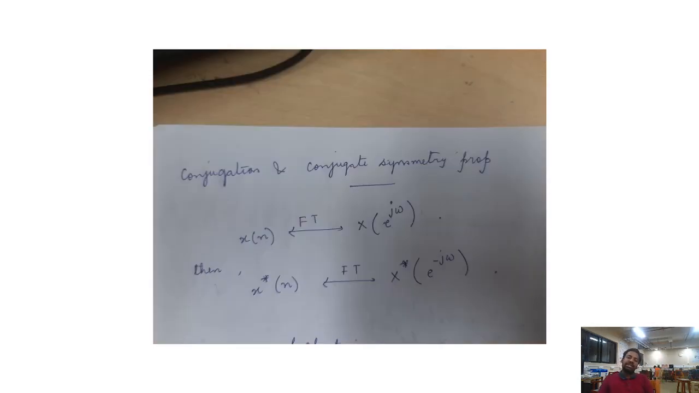We have another property. The next one is conjugation and conjugate symmetry. For example, we have a signal x[n] whose Fourier transform is X(e^{jω}). Then the Fourier transform of x*[n] is given by X*(e^{-jω}). These are very simple properties. You can even try to prove them by yourself, and in case of any queries you can mail me. I gave you the email ID in the previous class, I think, isn't it?